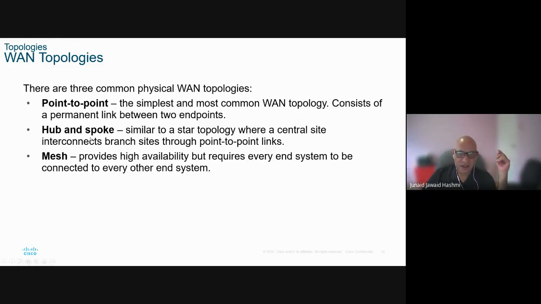Now, the other is hub and spoke. It's similar to a star topology, where a central site, for example the head office, interconnects branch sites. That's the hub and spoke topology being used for the school board. Point to point, sorry, I gave you the wrong example of the school board. Point to point is mostly when there are only two branches: there's a head office and there's a sub office. Mostly hub and spoke is where one central site is connected, like the perfect example of our school board, where the head office is connected to different centers all over the city.